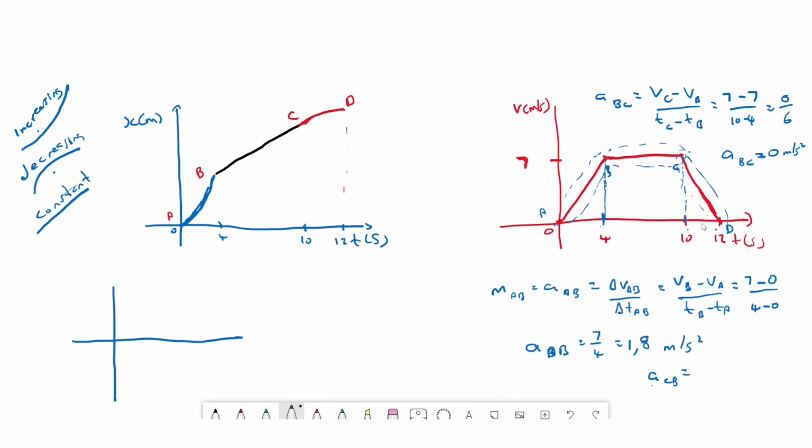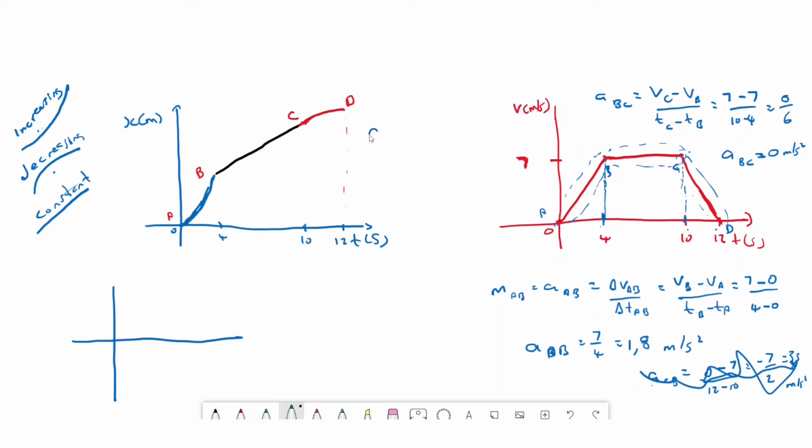So this is going to be from C to D. The final is going to be 0, the initial is going to be 7, and this is going to be 12 minus 10. So this is going to be minus 7 over 2, which is negative 3.5 meters per second squared. I don't want to extend this board, so let me just do it somewhere here.